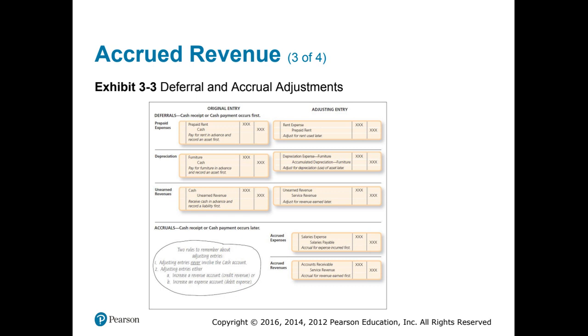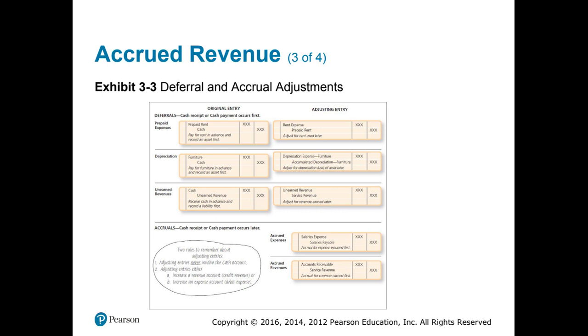And then for unearned revenues, our original entry for unearned revenue was debit to cash and credit to unearned revenue. But then once we earned the revenue, we had to make an adjustment. The adjustment is debit unearned revenue, credit service revenue, because now we've earned some revenue. So you'll notice here with our unearned revenues, we do use unearned revenue twice. It's in our original transaction, and then it's also in our adjusting entry as well.